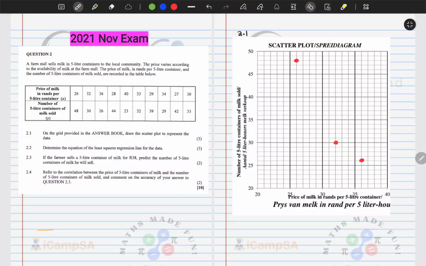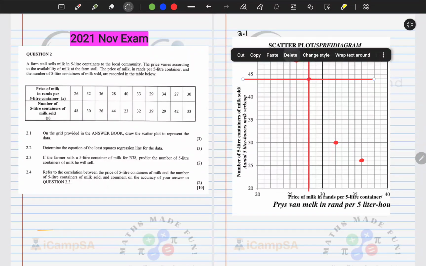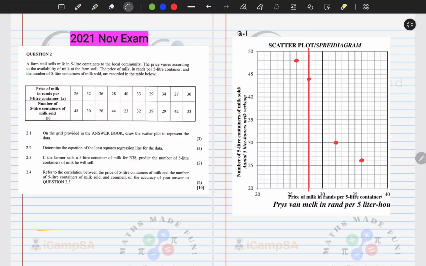So we need 28. So 28 would be 26, 27, 28. It's this line. We have 28 and 44. So 41, 42, 43. So 44 is just below 45. So we can now put in our mark. We delete that.